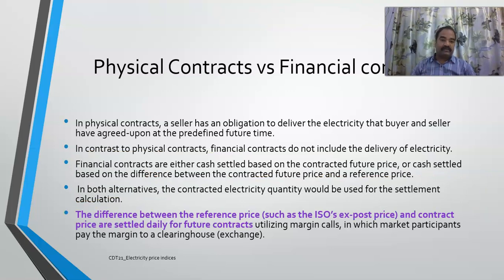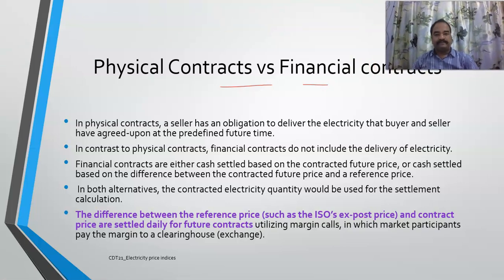And one more thing which I would like to mention in this lecture is about physical contracts and financial contracts. What do you mean by physical contract and what do you mean by financial contracts? In physical contracts, a seller has always an obligation to deliver the electricity that buyer and seller have agreed upon at a predefined future time. In contrast to physical contract, financial contracts do not include the delivery of electricity. So what does that mean? If you are paying the price and taking the delivery of electricity, it is considered as a physical contract. If you are just paying the money and not taking delivery of the electricity, which means that it is done for a future period of time, it is called a financial contract.